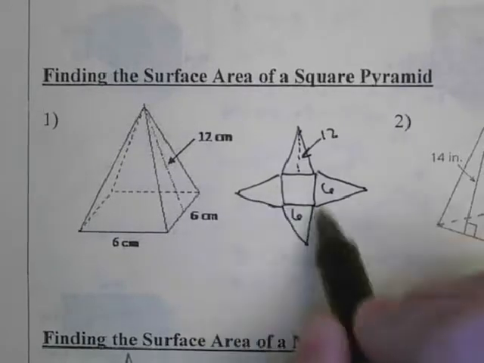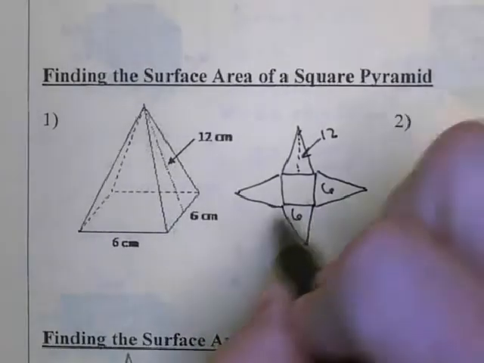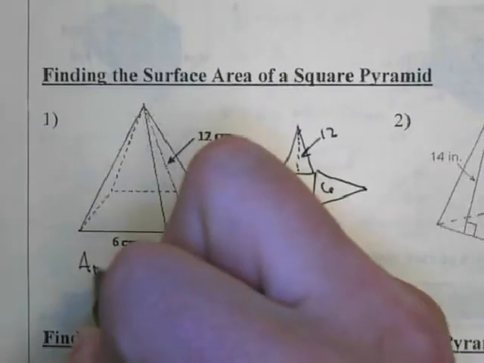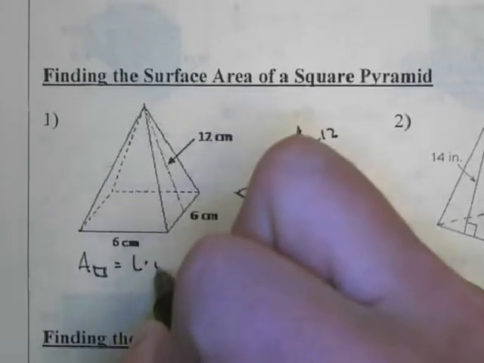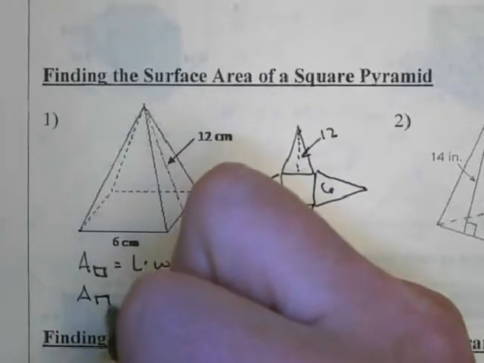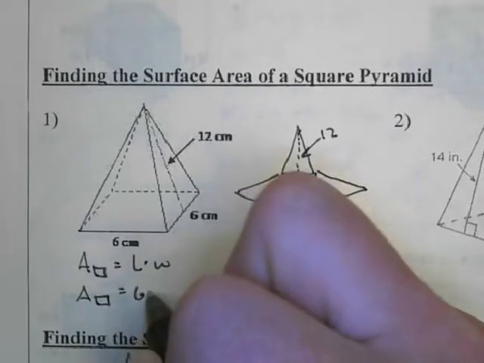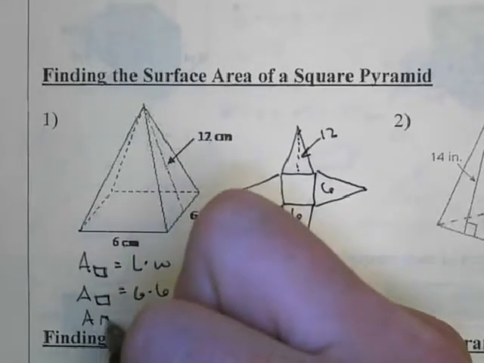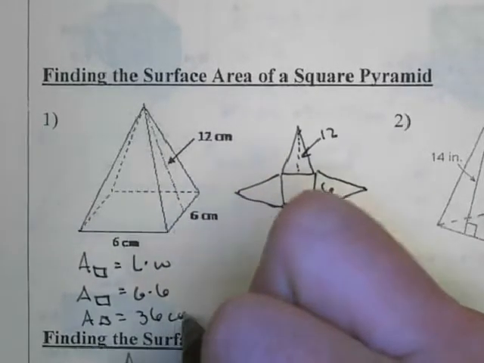Now we just have to find the area of each shape. We'll define the area of the rectangle. I'll use length times width. So the area of this square will be 6 times 6, which will be equal to 36 centimeters squared.